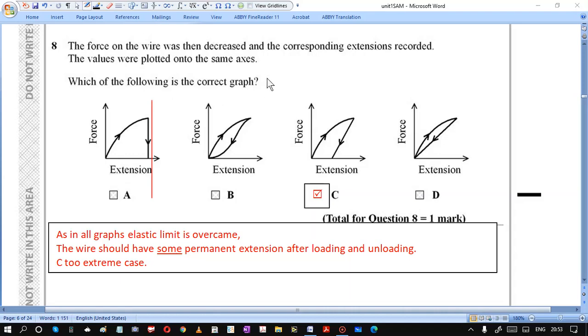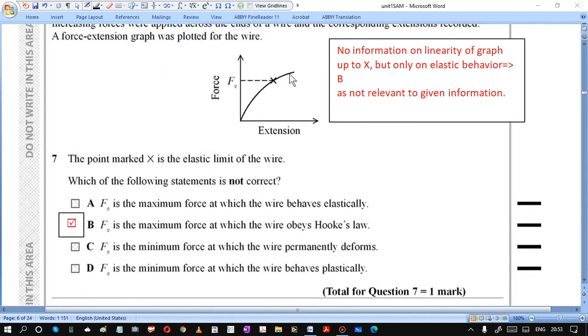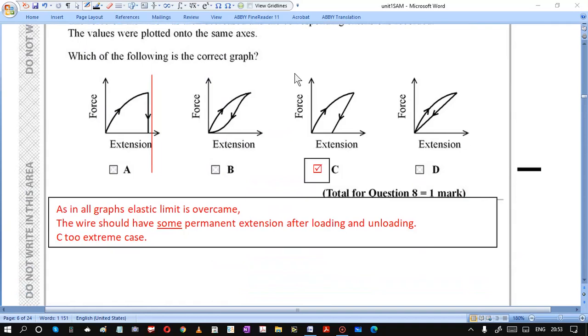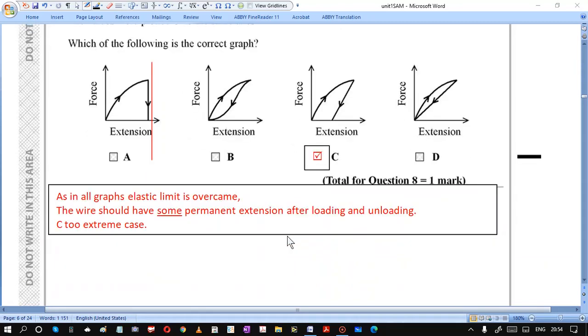So here we see that we have overcome the elastic limit, so we expect some plastic deformation. After the load is released, we should have permanent extension. Permanent extension we have in C and in E. In E it is as if it didn't recover at all, so this is extreme. C is the better answer.